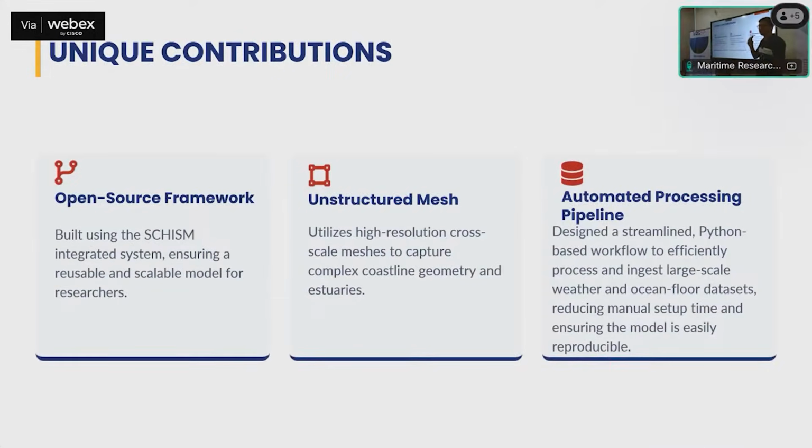So my first contribution to this project is building an open source framework by using the SCHISM, or the semi-implicit cross-scale hydroscience integrated system model. I have ensured that this model is scalable and can be used again. Secondly, I have used an unstructured mesh to capture the complex coastlines of the IOR region. And third, I have built a Python based processing pipeline so that all the weather and ocean floor data sets can be properly ingested into the SCHISM model.